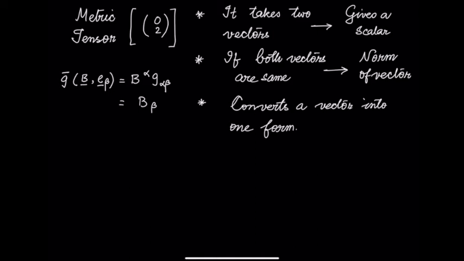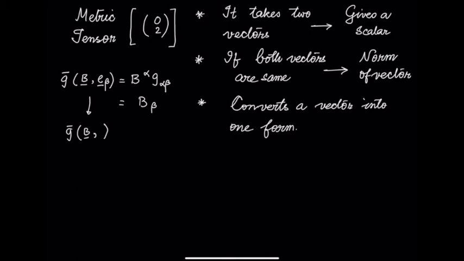So why did we say that it converts a vector to a one form? Because if I keep just one of the slots fixed, the first slot, the vector I want to transform to a one form, and keep the other slot empty, then you see this is a one form now, because it will take one argument which is a vector and give you a scalar. That's what a one form does.